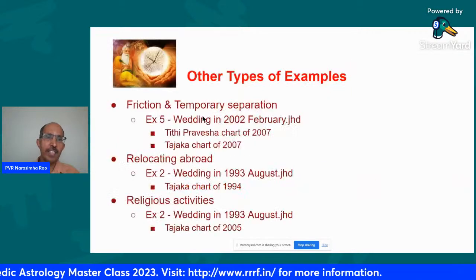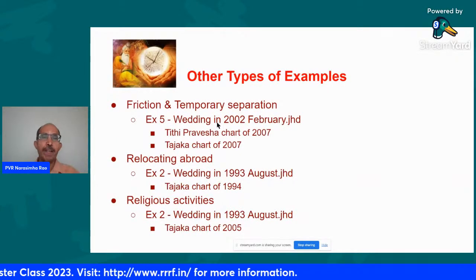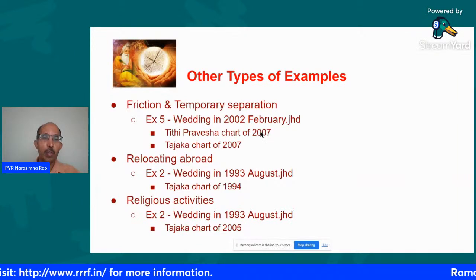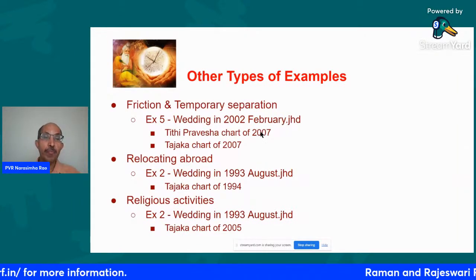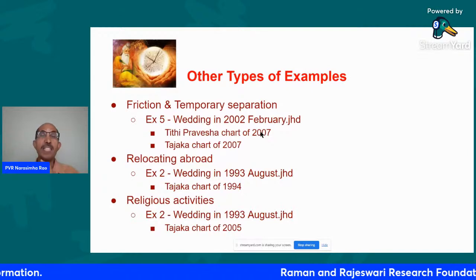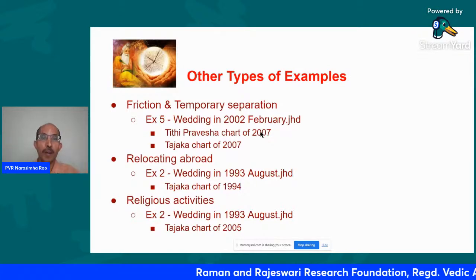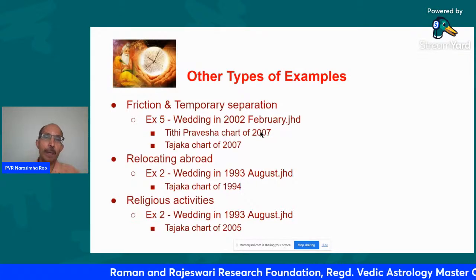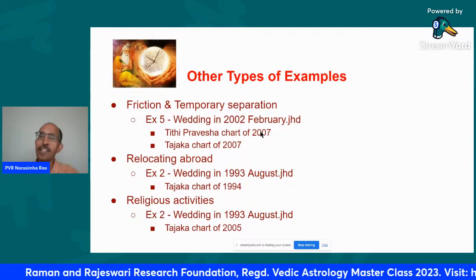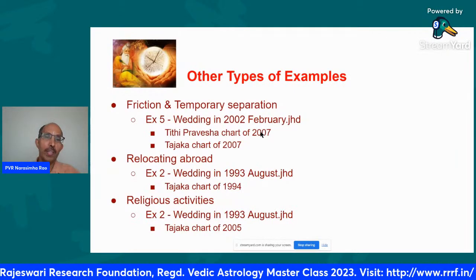I'll show just another example. Example 5. In the year of 2007, there was some friction in the marriage and there was temporary separation. They lived separately for a few months and then they got together. They patched up and they got together later within the same year. So I'll just show that example.